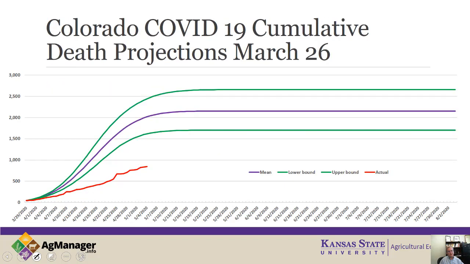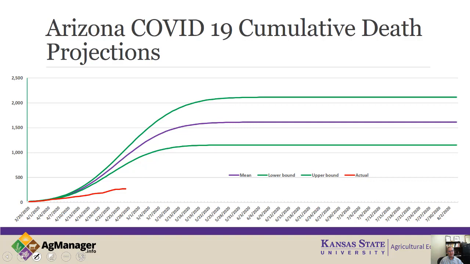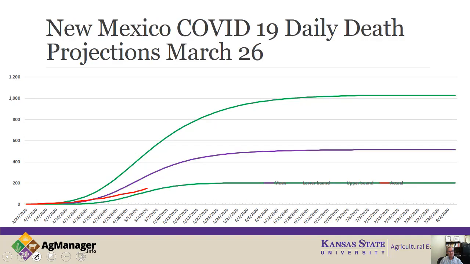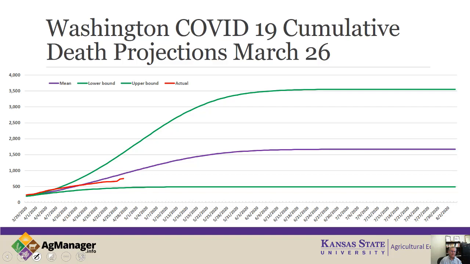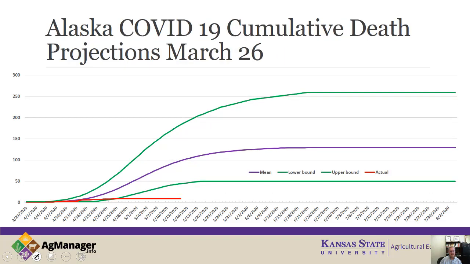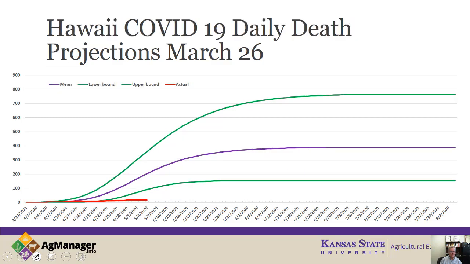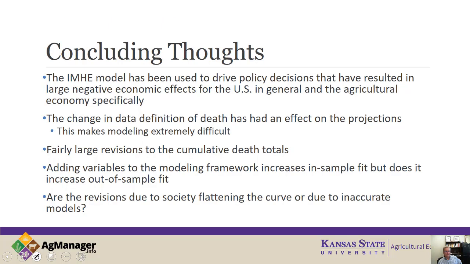Texas has been below. Colorado is below on the cumulative. Arizona has been below. New Mexico below, but within the 95% confidence interval. California is below, but again within the 95% confidence interval, same as Washington. We then move to Alaska, who's well below, and Hawaii also are well below. And so again, you can see how regionally there has been different experiences.